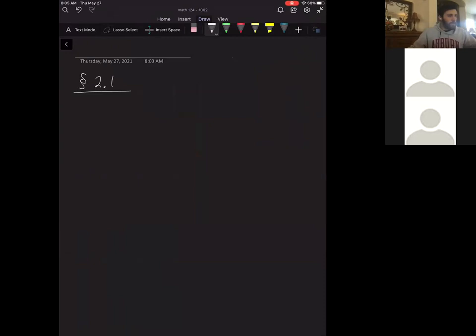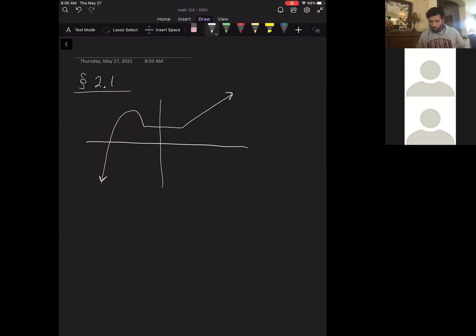Okay, so for these first bits of questions, if you're just looking at the homework problems, let's start with a little bit of a definition type thing. So say we have a graph, how do these ones look? Let's make that a little bit better. Okay, so this first bit is asking you to see where a function is increasing, decreasing, and constant.